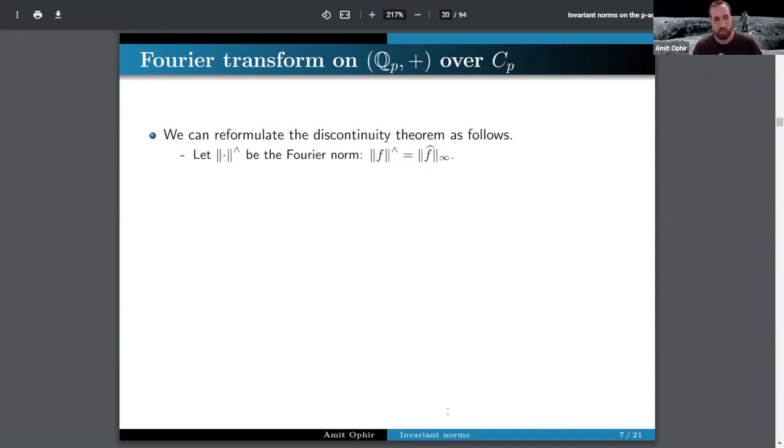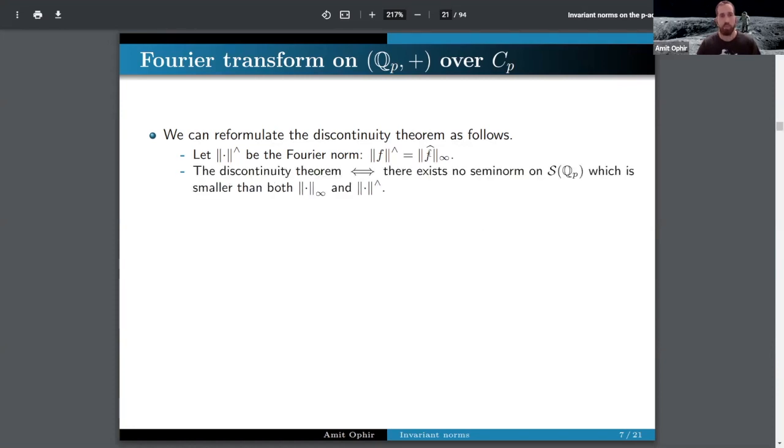Okay, we can reformulate the last theorem about the discontinuity of the Fourier transform in terms of invariant norms. Let me denote by this norm with a wedge the Fourier norm. This is the norm that you get by composing the sup norm with the Fourier transform. Now, the fact that the Fourier transform is not continuous with respect to the sup norm is basically equivalent to saying that the sup norm and the Fourier norm are not equivalent norms.